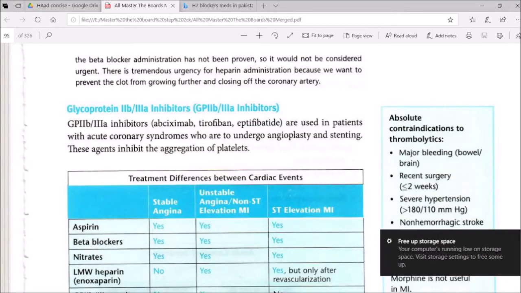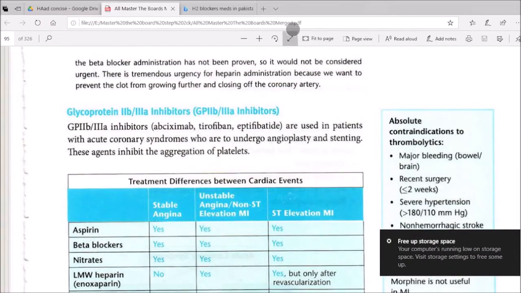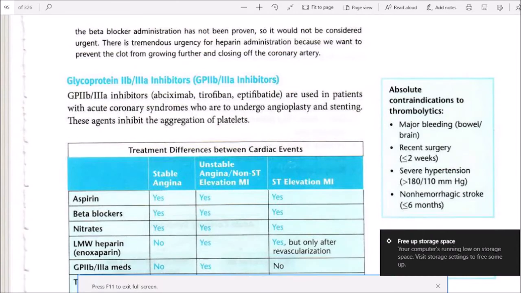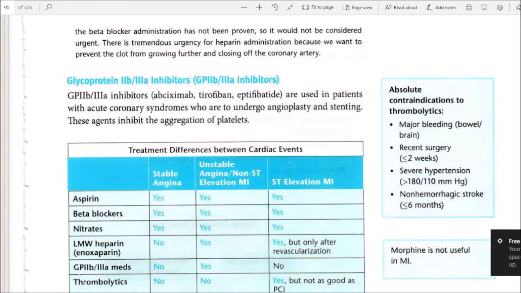Glycoprotein 2b3a inhibitors. GP2b3a inhibitors: abciximab, tirofiban, and eptifibatide are used in patients with acute coronary syndrome for angioplasty and stenting. These agents inhibit the aggregation of platelets.